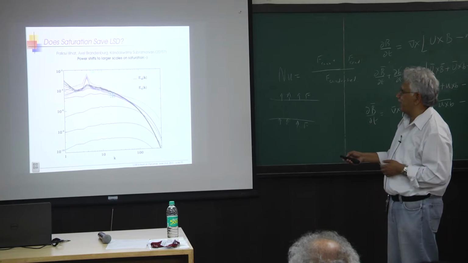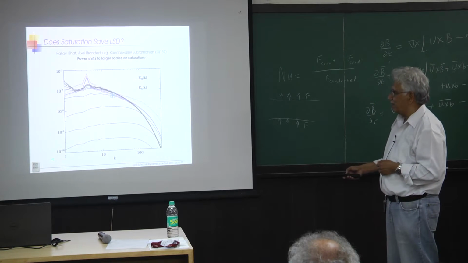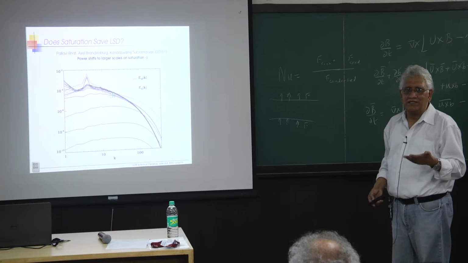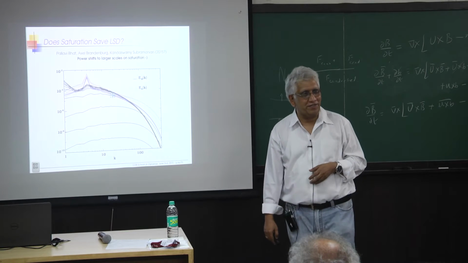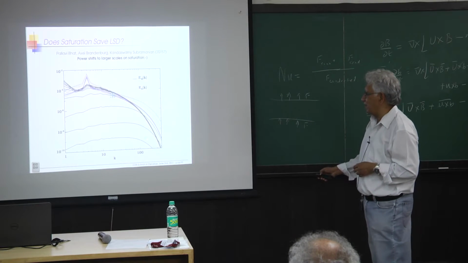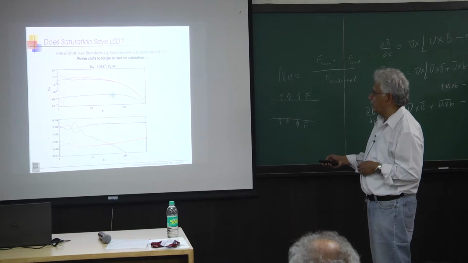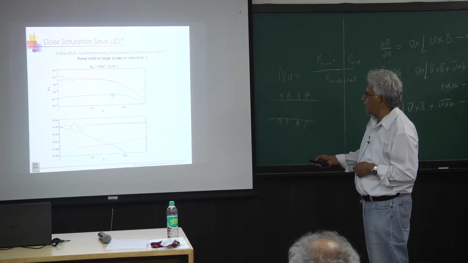Again, forcing is at k equal to 4. The kinematic stage is more or less like whatever Axel saw in his simulation. The power is peaked at the resistive scale. Okay. This is the kinematic stage.